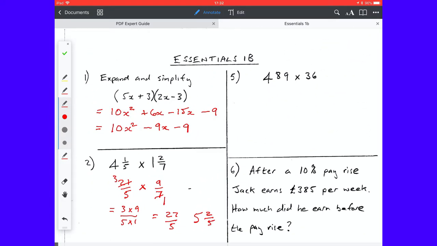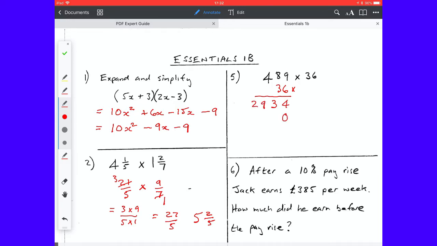Question 5, long multiplication. Going to multiply 489 by 36. First multiplying by the 6. 9 6s are 54, carry the 5. 8 6s are 48, and 5 make 53. Carry the 5. 4 sixes are 24 and 5 make 29.